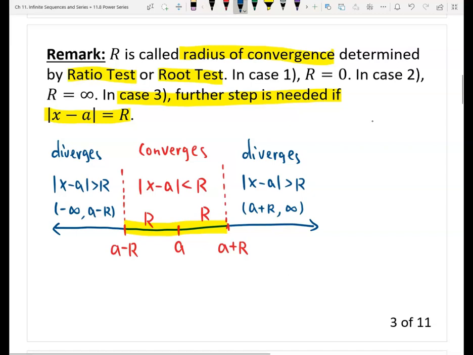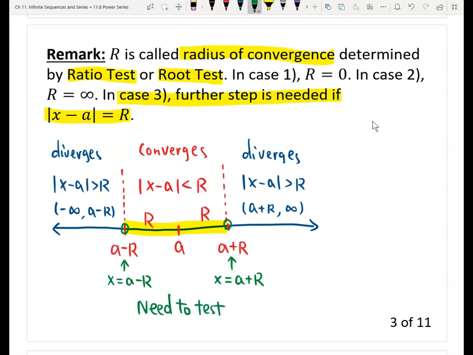And then we have a special case. Look at it now. How about this point? How about this point? The theorem did not give us any results, right? So this point is x equals a minus r, the left endpoint. This is the right endpoint, x equals a plus r. The theorem did not give us any results. So for these 2 points, what do we need to do? We need to test them separately.